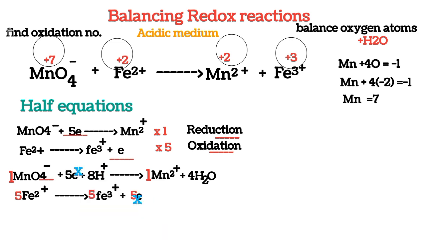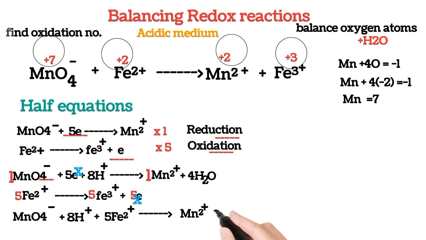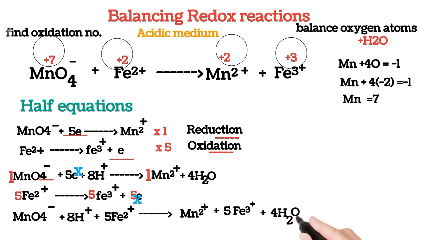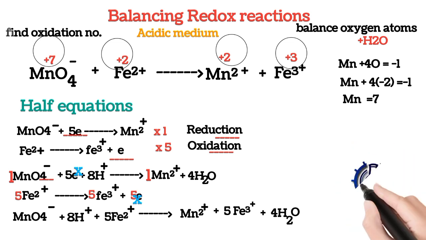Now, the 5 electrons in the reduction process will cancel out the 5 electrons in the oxidation process. Now, we'll combine the reactant side of both the reduction and oxidation half processes. So we're going to have MnO4 minus plus 8H plus, plus 5Fe2 plus, to give you Mn2 plus, plus 5Fe3 plus, plus 4 molecules of water. And in that way, the redox reaction has been balanced.